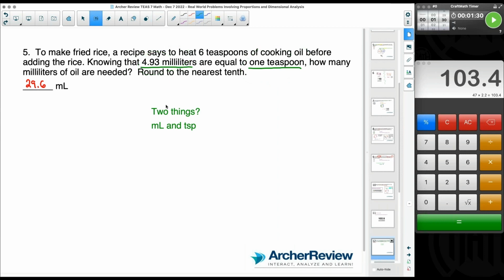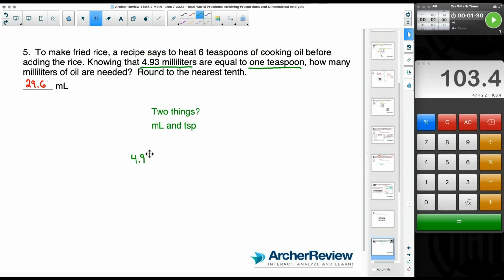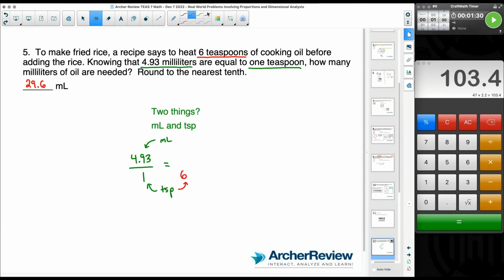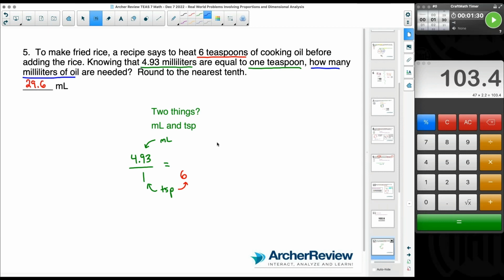But anyway, there's our two things. I'm going to put my 4.93 over 1. 4.93 is the milliliters, 1 is the teaspoon. So what are we dealing with here? We know that we have 6 teaspoons of cooking oil, so I'm going to put the 6 down here at the bottom. And then the question says, how many milliliters are needed? Well, that's going to be our top part.